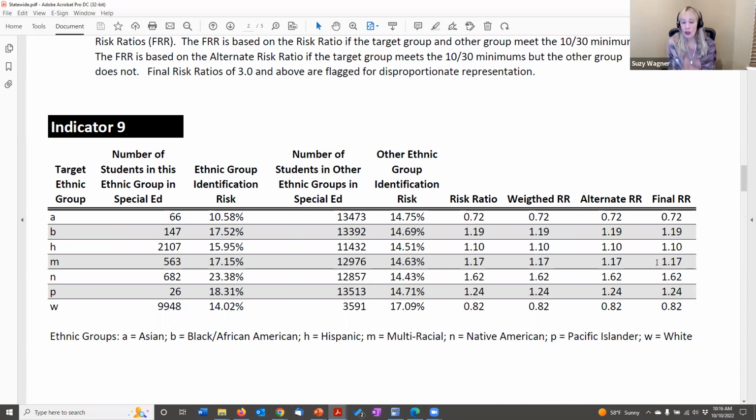So you can have disproportionate representation. What the state then wants to determine is if you have inappropriate identification practices going on. So maybe you have a rate of 3.5 over here, but the state does their review and determines that you're not doing anything inappropriate in terms of identification. So the first part, disproportionate representation, is just a flag of whether or not the numbers suggest that there are some inappropriate policies and practices.